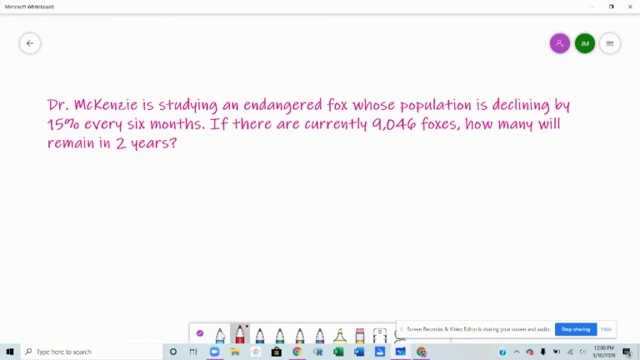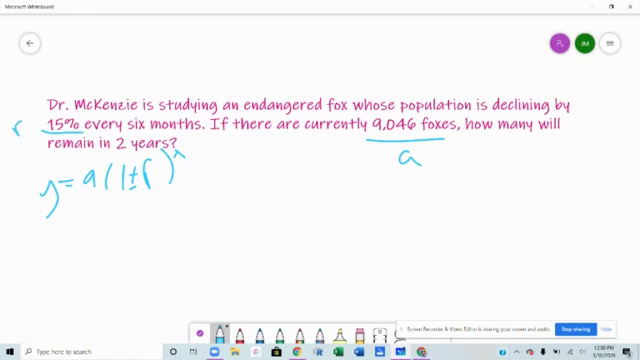Okay, 2 more questions to work with. Dr. McKenzie is studying an endangered fox whose population is declining by 15% every 6 months. If there are currently 9,046 foxes, how many will remain in 2 years? So we need our start, we need our rate, and we need to know if it is growth or decay. There's your start, 9,046 foxes.